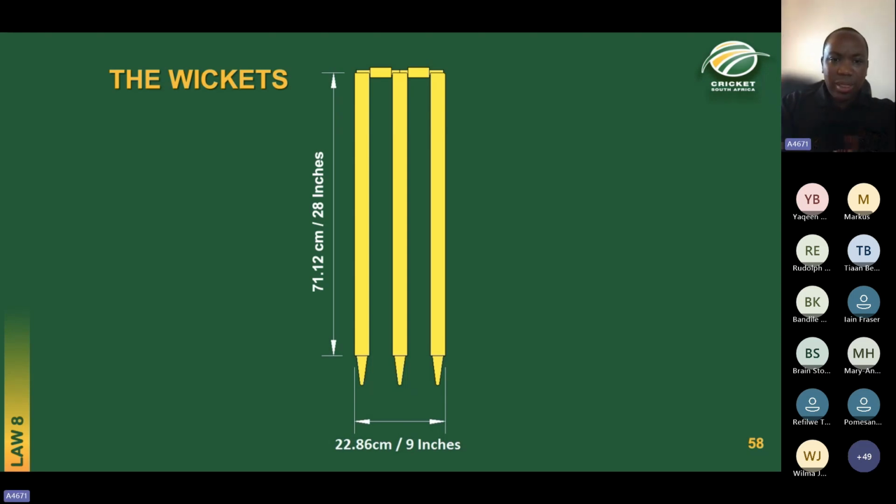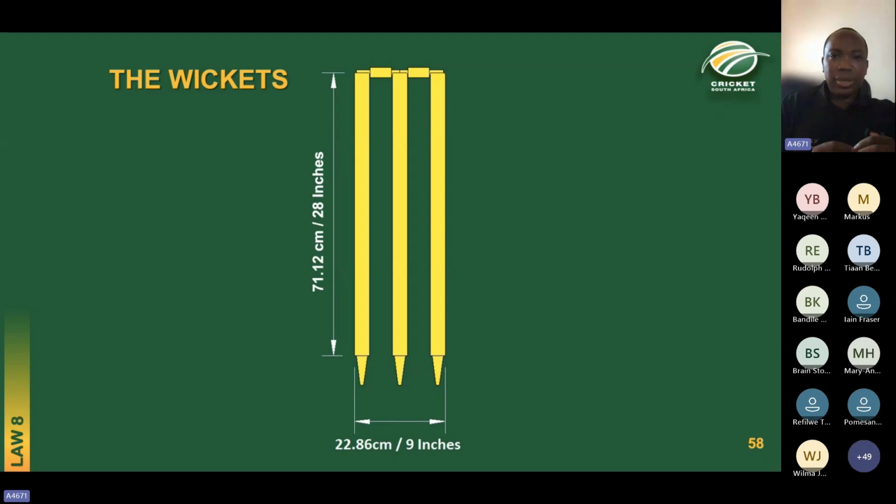So the width from the one end of the off stump to the outside end of the leg stump should be, when correctly pitched, 22.86 centimeters or 9 inches. And again, when correctly pitched, the length of the wickets from the bottom of the stump, which is outside of the ground, to the top of the stumps is 71.12 centimeters. Don't worry too much about these measurements. You don't need to know them for the exam.